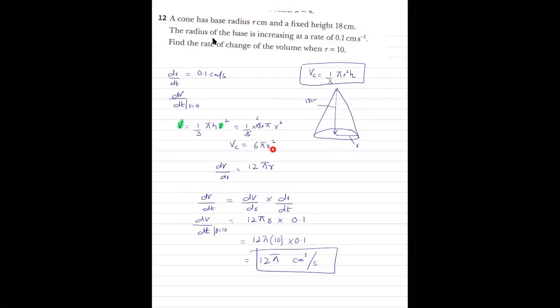If I differentiate the volume of the cone with respect to r, I get 12 pi r. Applying the chain rule will give me dV over dt equals dV over dr times dr over dt. If the derivative of the volume with respect to r is 12 pi r, I'm going to multiply this by 0.1. The r value is 10. So if you multiply this, you're going to get 12 pi centimeter cube per second.